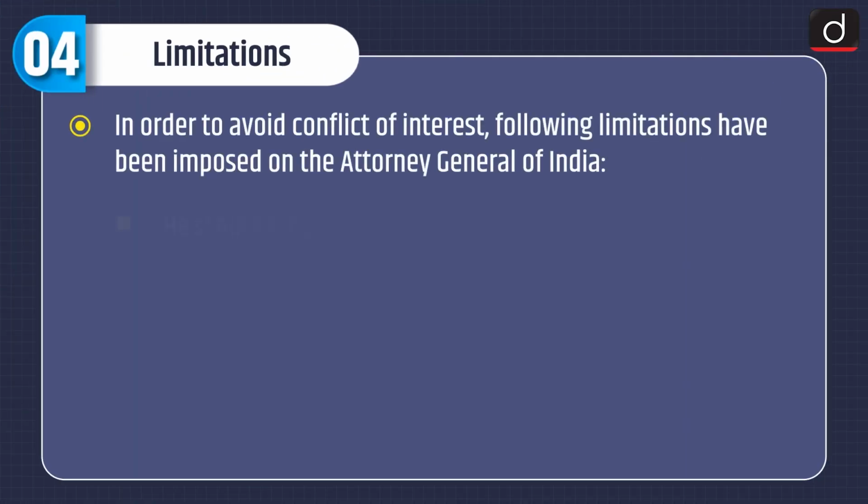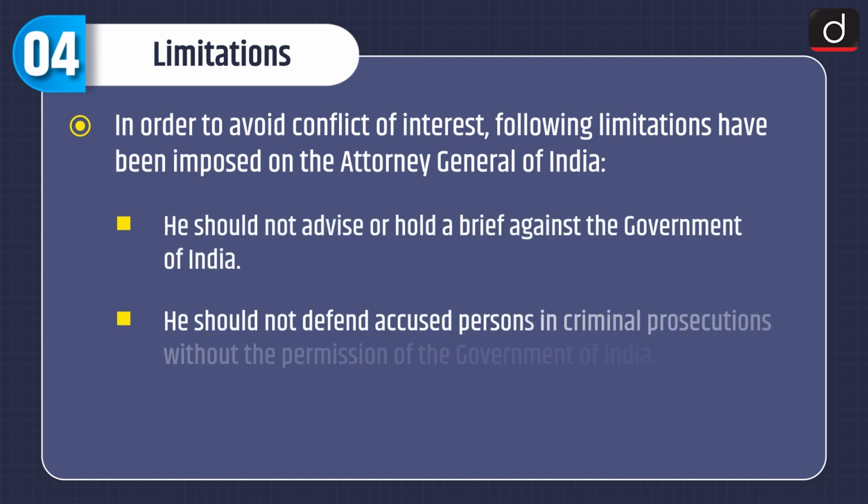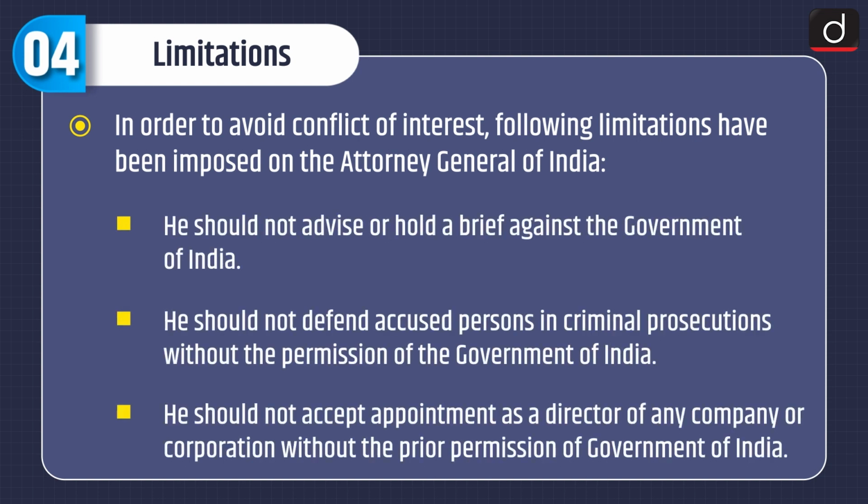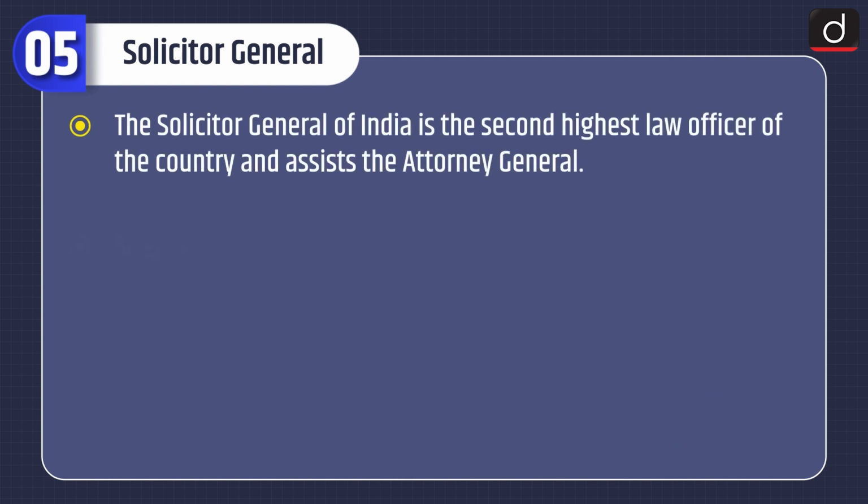Limitations. In order to avoid conflict of interest, following limitations have been imposed on the Attorney General of India. He should not advise or hold a brief against the Government of India. He should not defend accused persons in criminal prosecutions without the permission of the Government of India. He should not accept appointment as a director of any company or corporation without the prior permission of the Government of India. Now let's discuss about Solicitor General.